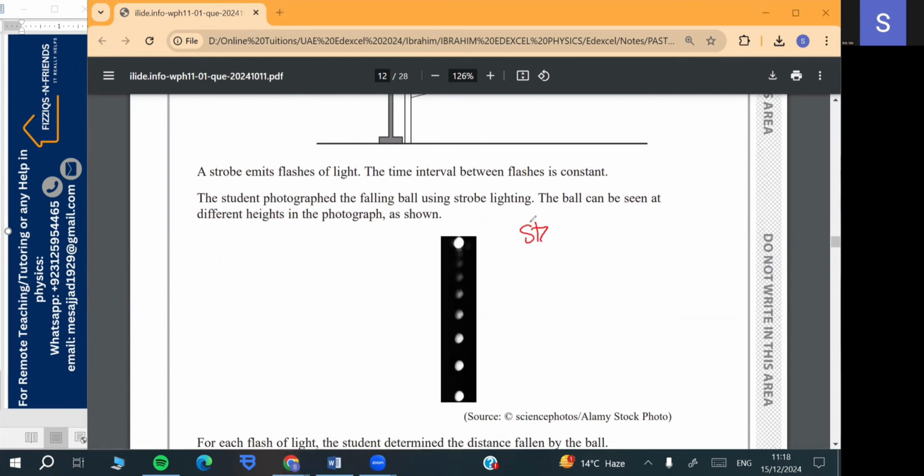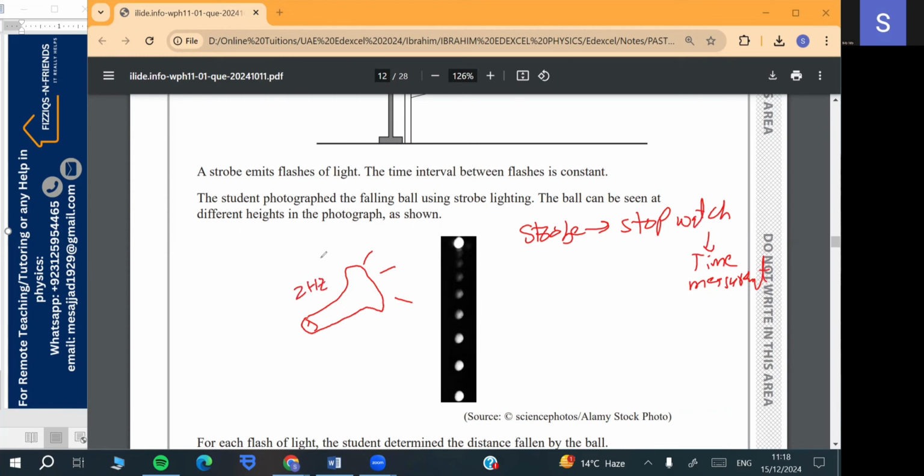The purpose of a strobe is as a stopwatch, okay? And what is the purpose of a stopwatch? Time measurement. So what a stroboscope actually is, is kind of a torch which emits light, but not continuous light, it emits flashes of light. For example, you fix the frequency at 2 hertz. It means in 1 second, it will emit 2 flashes, and these flashes will go there and come back and reflect. So you will get one image of the ball here, and you can see some of the images are blurred and some of the images are very sharp.